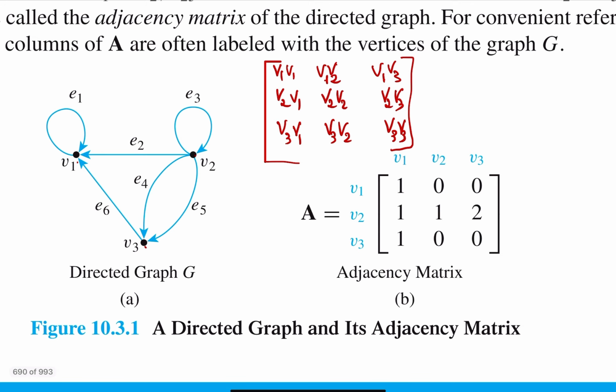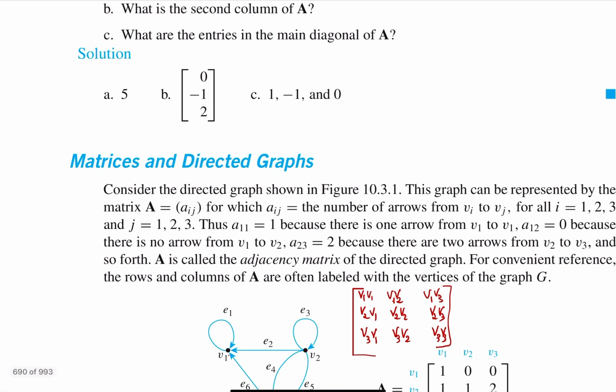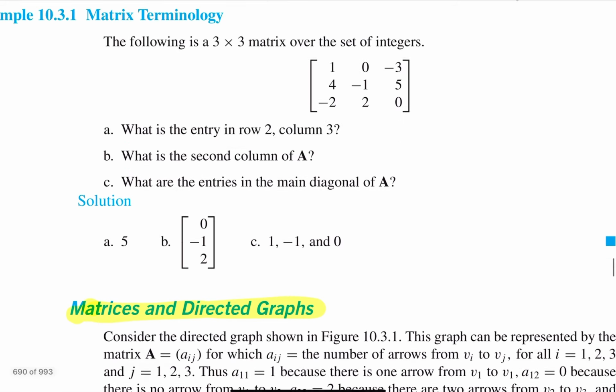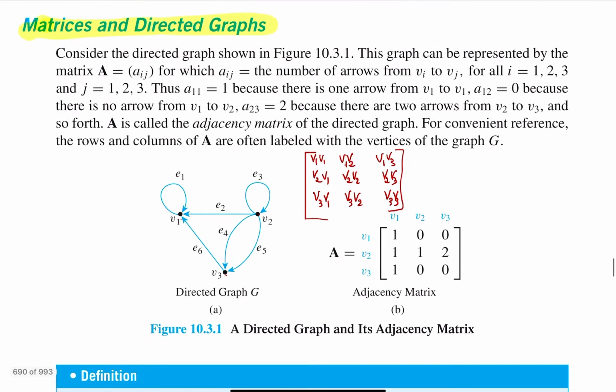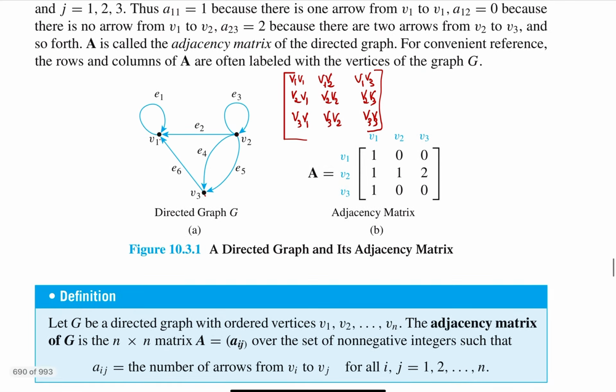Now, check here. So here we have a directed graph. Why is it called a directed graph? Because we have an arrow. If it doesn't have an arrow, it won't be called a directed graph. That's why it's called a directed graph. If it doesn't have an arrow, we have edges, and it's called undirected. So now we have this one. How can you convert this one into a matrix?